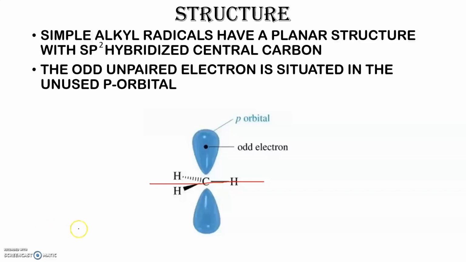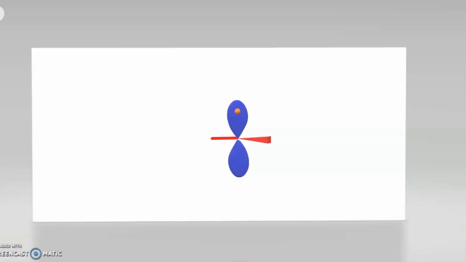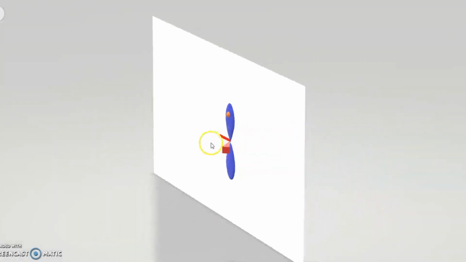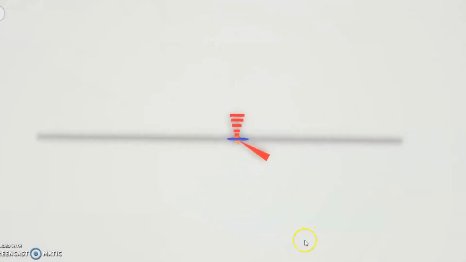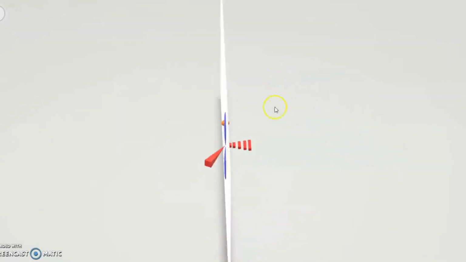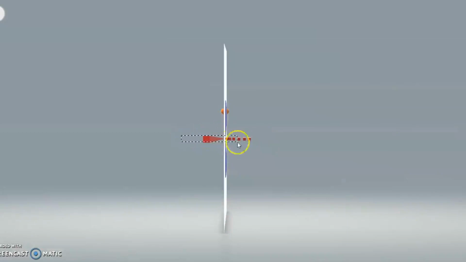For better understanding, I created this model in 3D. This is a 3-dimensional structure of simple alkyl radicals. Here we see that the unused p orbital lobe, which is shown in blue color, is projected above and below the plane. We have the first bond here, which is on the plane of the paper, the second bond here, which is slightly projected towards us, and the third bond, which is projected behind the plane of the paper. The bond angle between these 3 bonds is 120 degrees each, which sums up to 360 degrees, and these 3 bonds lie in a single plane like this.